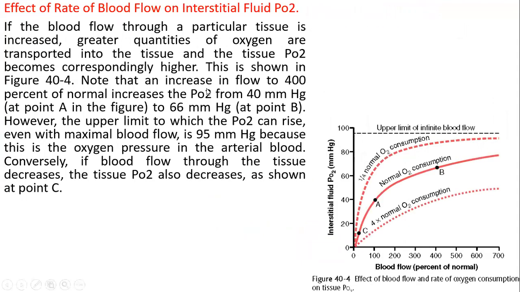Effect of rate of blood flow on interstitial PO2. If the blood flow through the tissue is increased, greater quantities of oxygen are transported into the tissue and tissue PO2 becomes correspondingly higher. نشوف هنا هذا الفيجر اللي هو 44. Note that increase in the flow up to 400% of normal increases PO2 from 40، راح يزيد لنا. هنا شو تأثير البلد فلو على partial pressure of oxygen وين؟ بالانترستيشن.